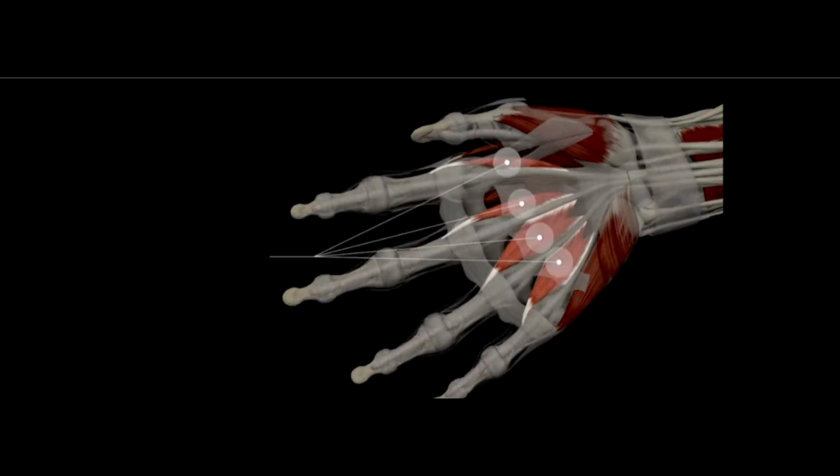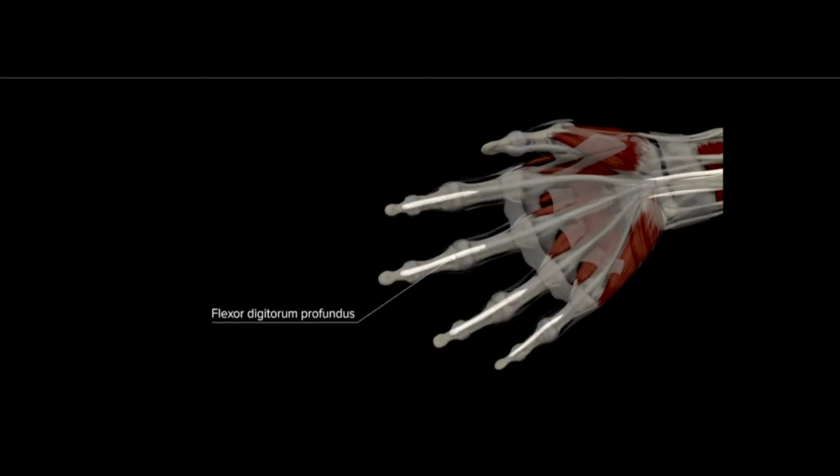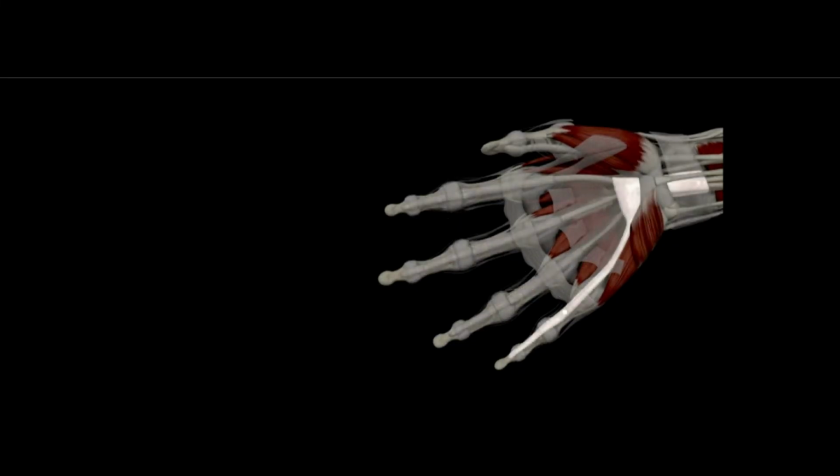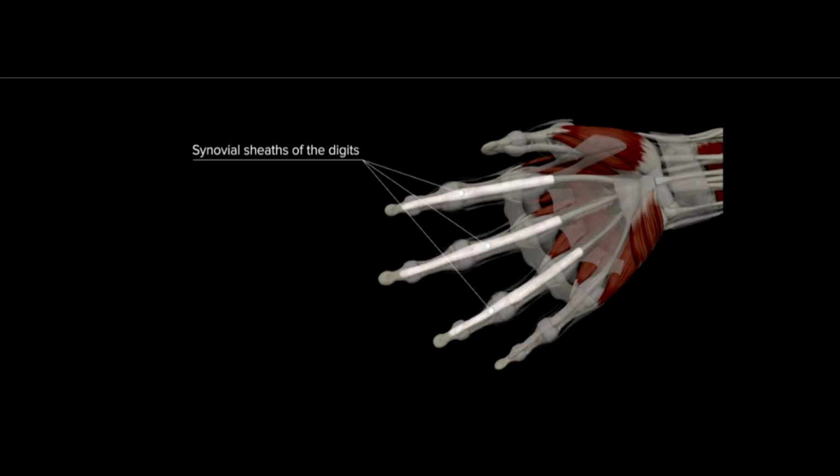The lumbrical muscles sit on the volar or palmar aspects of the hand and fingers. They originate from the tendon of the flexor digitorum profundus. The tendons of the flexor digitorum superficialis sit right on top of the tendon of the flexor digitorum profundus. These tendons are covered by the common flexor sheath, which runs through the carpal tunnel, and the synovial sheaths of the digits of the hand.